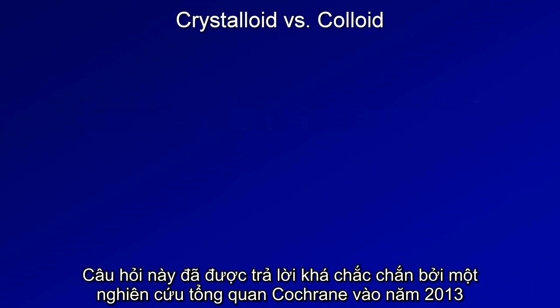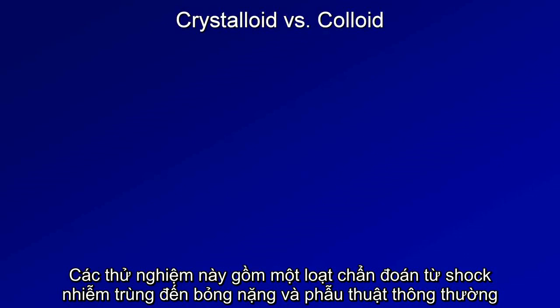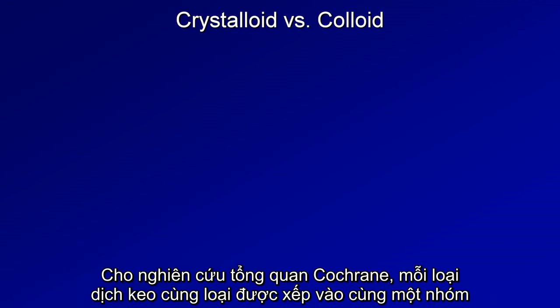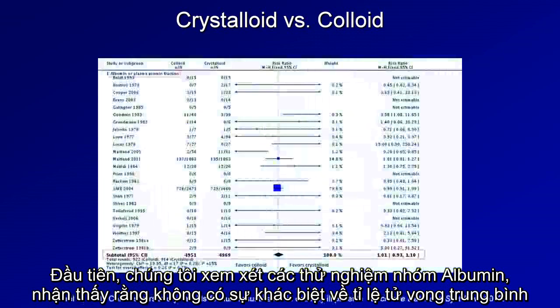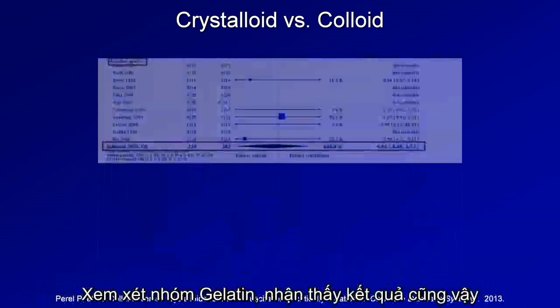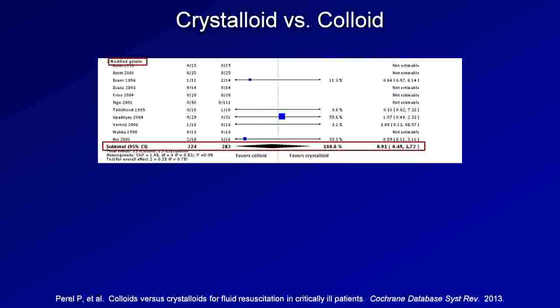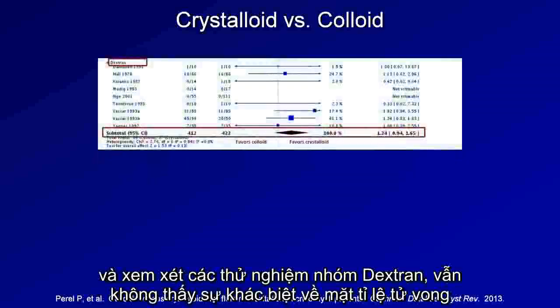This question was answered relatively definitively by a 2013 Cochrane review which examined mortality rates in 70 trials comparing various colloids and crystalloids. The trials contained a broad range of diagnoses, from septic shock to massive burns and routine surgery. For the Cochrane review, each general class of colloid was grouped together. So first, we have the trials looking at albumin, which found that there was no difference in overall mortality. Then the trials looking at gelatins, which found the same. And the trials looking at dextrans, which still found no mortality difference.